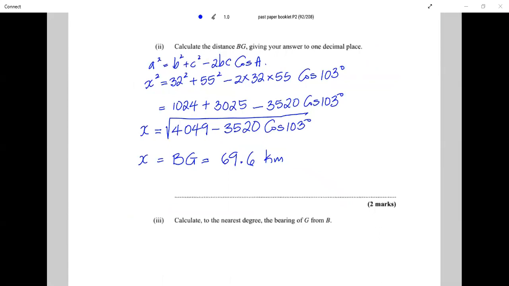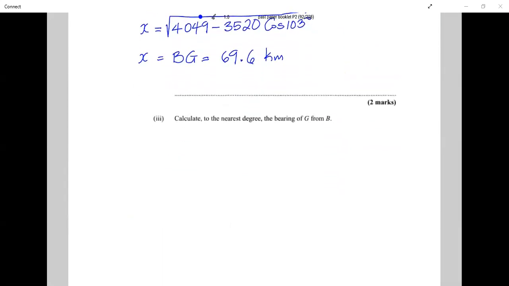All right, so after we apply the cosine rule to a triangle, we must apply the sine rule. So it's going to be the sine of theta, the angle we want to find, over 55, the length of the side that is opposite to the angle, is equal to the sine of 103 degrees, which is the other angle, over the side opposite to that, which is 69.6.